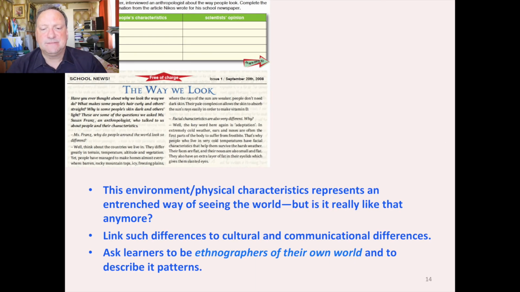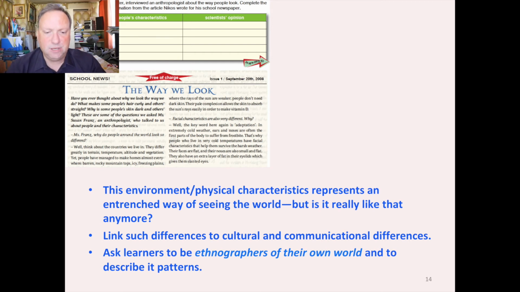This environment, the physical characteristics, represents an entrenched way of seeing the world, and that's absolutely true. But is it really like that anymore? So you pose this very realistic question and you make them realize how relevant the text that they've read is for their own personal understanding. Then you can ask them to link such differences to cultural and communicational differences.